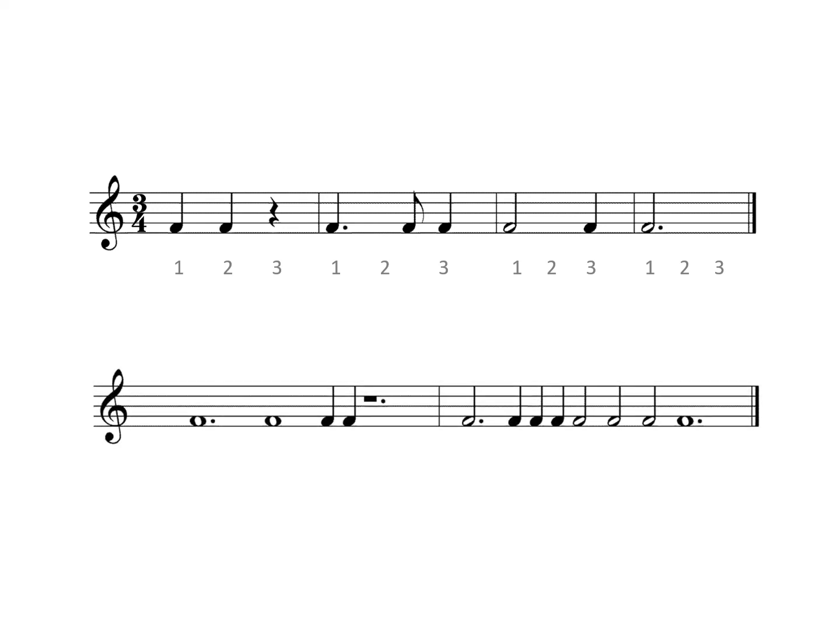Sometimes it doesn't work to count quarter notes, as in this example where we would get a crazy time signature of 18/4. When this happens, count half notes instead. When we do this, we get a normal time signature of 9/2.